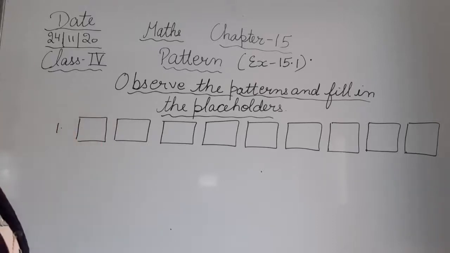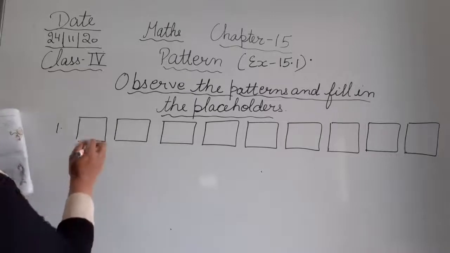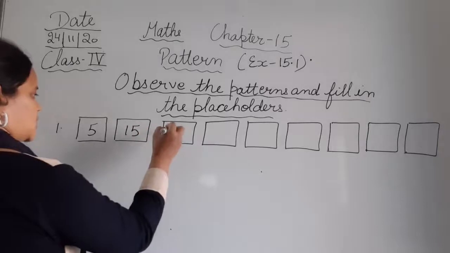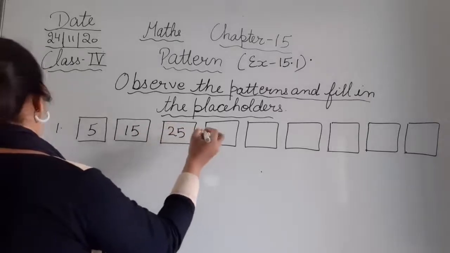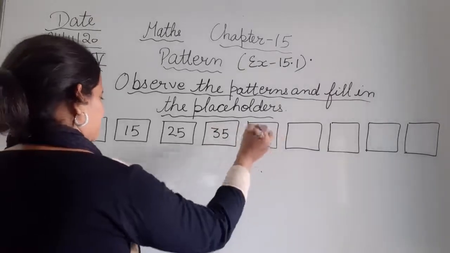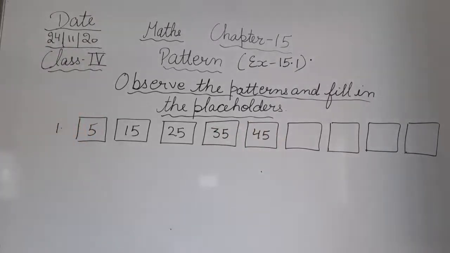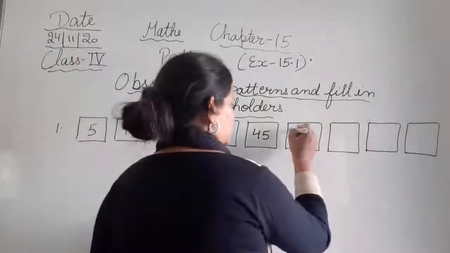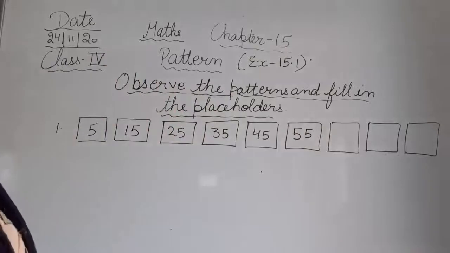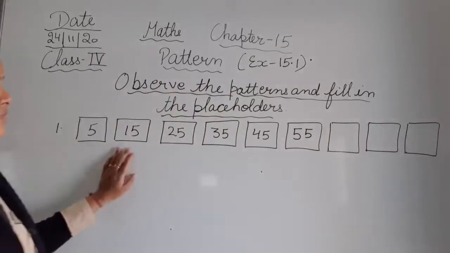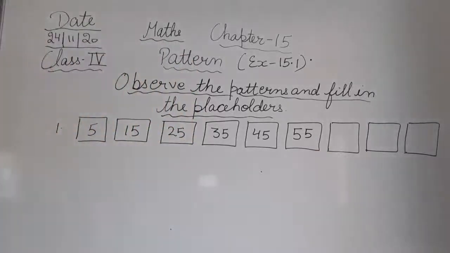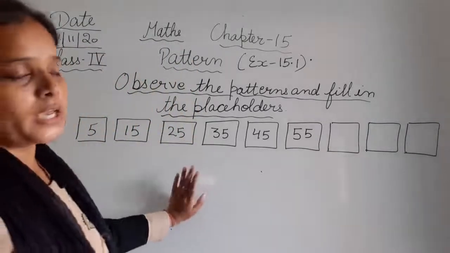So what are the numbers that are written? The first is 5, then 15, 25, 35, 45. So here the numbers go up to 55 actually. So here the numbers up to 55 are given: 5, 15, 25, 35, 45, 55. So these are the numbers that are given in your book in this pattern.